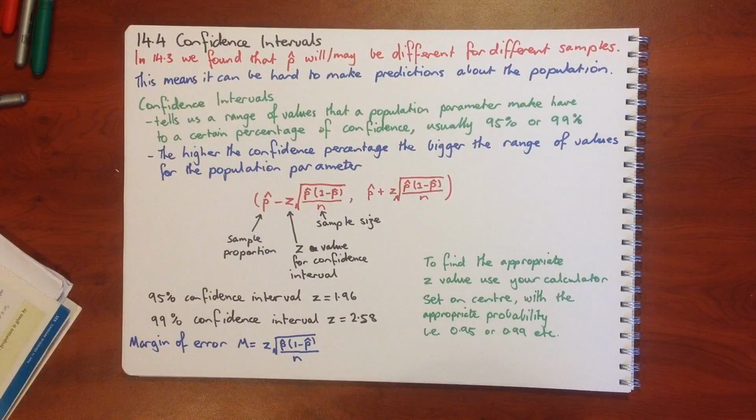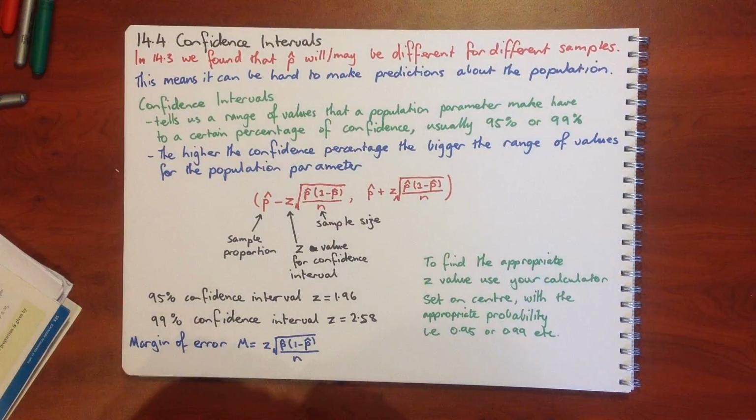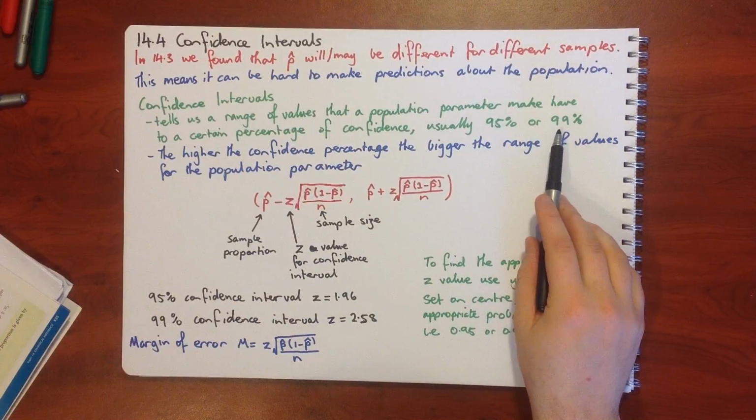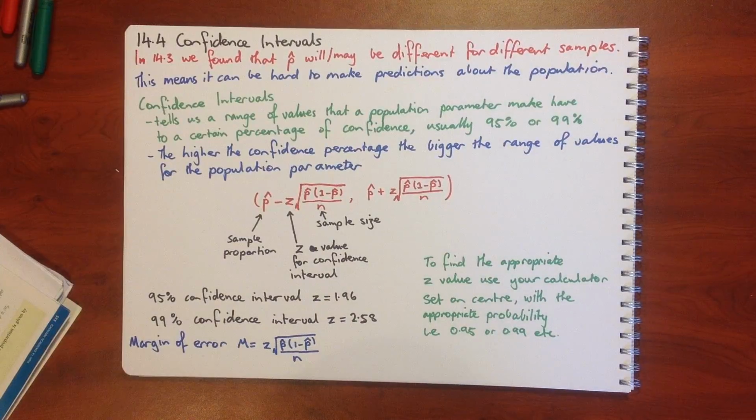When we actually found our population parameter, it might have been, say, 25%, but we're giving ourselves that margin of error, or confidence interval, saying it's from 20 to 30% instead. The higher the confidence percentage, the bigger the range of values for the population parameter. So if the 95% confidence interval for our dog ownership example gave a range of 20 to 30, the 99% confidence interval is probably going to be something like 10 to 40%, a bigger range.